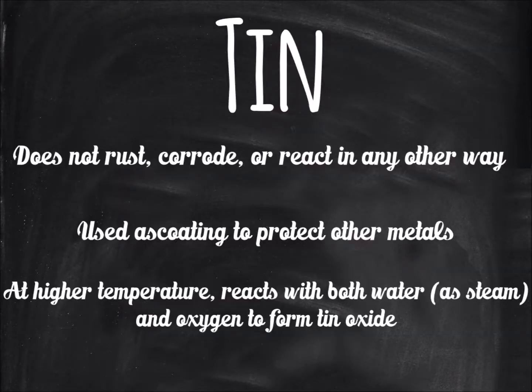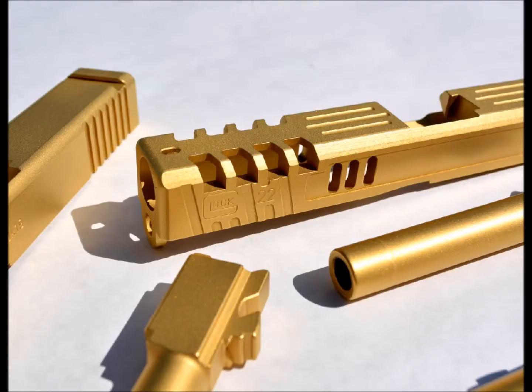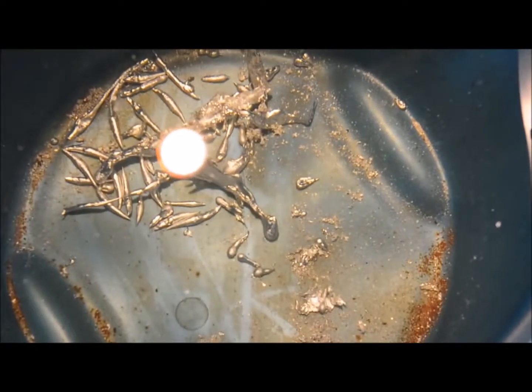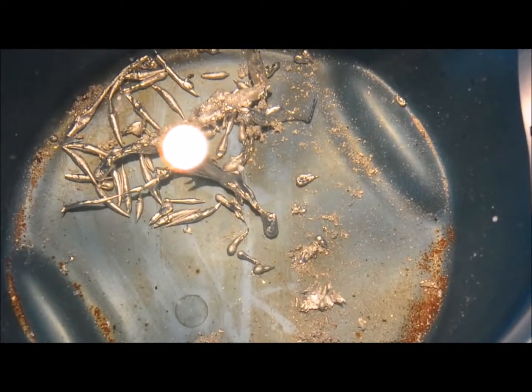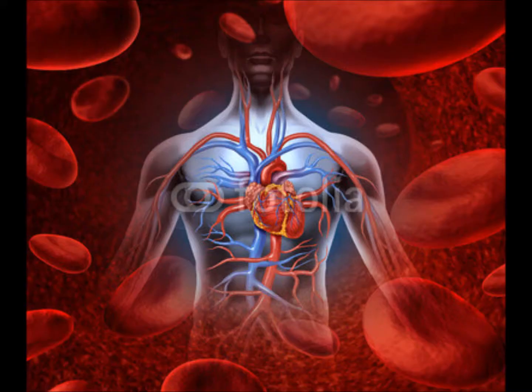It does not rust, corrode, or react in any other way. This explains one of its major uses, as a coating to protect other metals. At high temperatures, however, the metal reacts with both water, as steam, and oxygen to form tin oxide. Exposure to tin has been shown to affect the blood system.